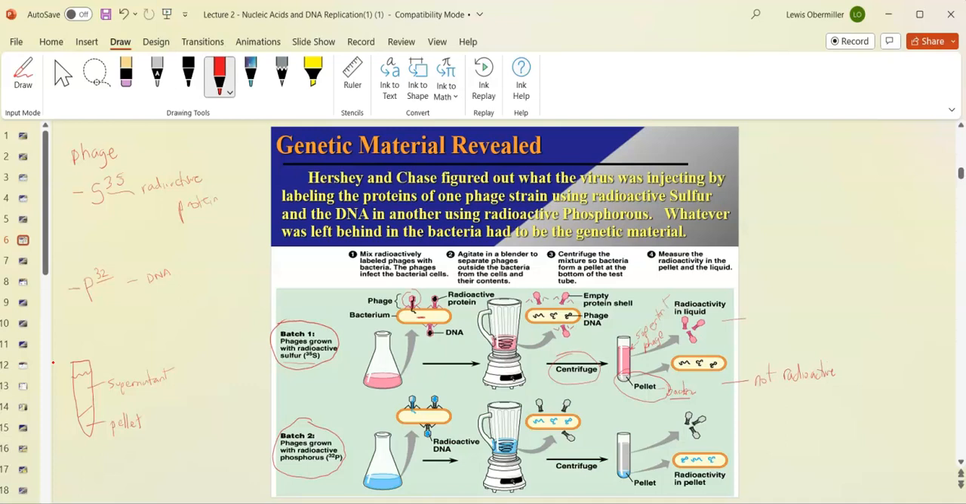So they grew up these phages. This is drawn here in blue. And so again, they centrifuged it. They got a pellet. Ooh, I can move this. I want it to go away. How do I do that?